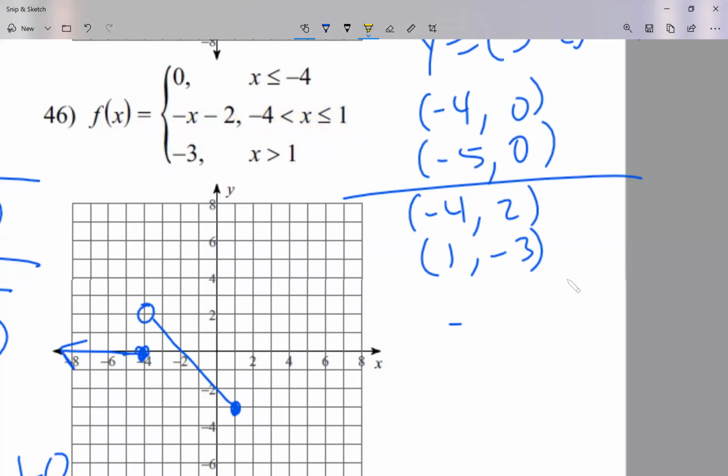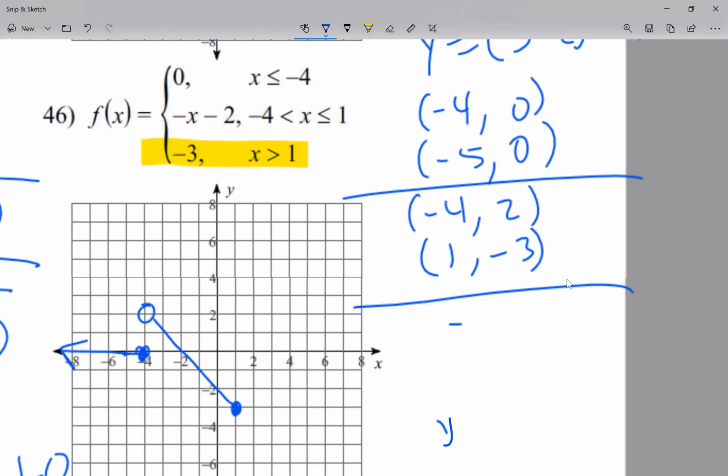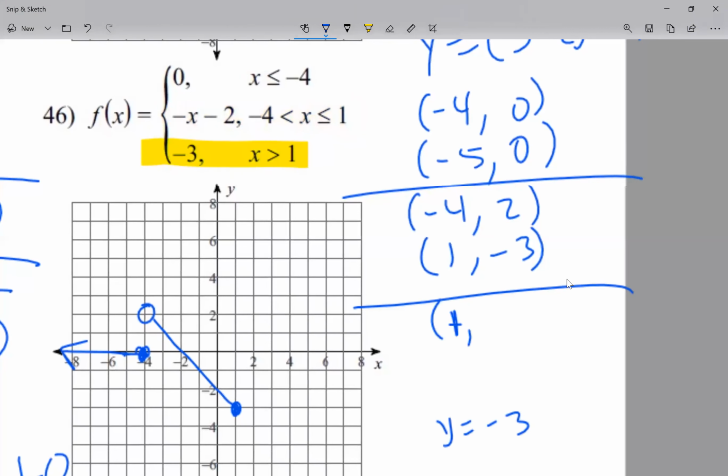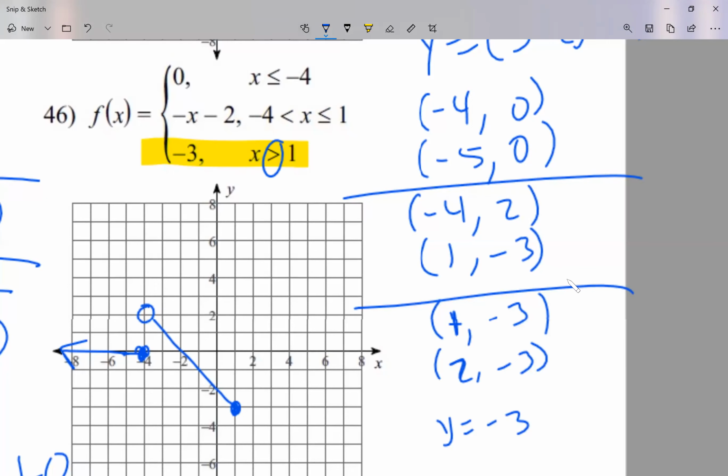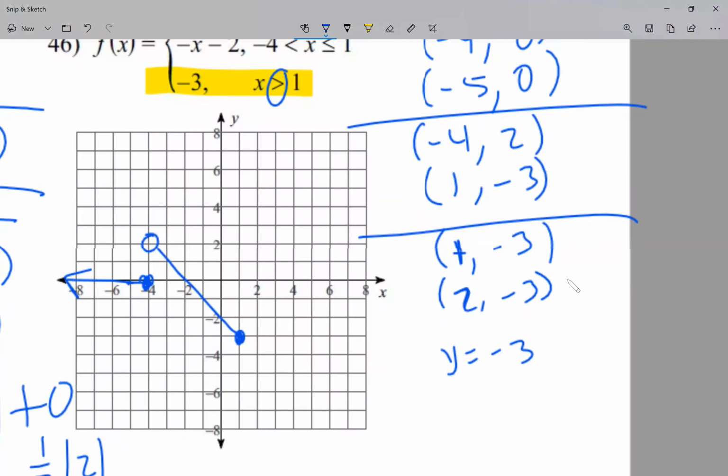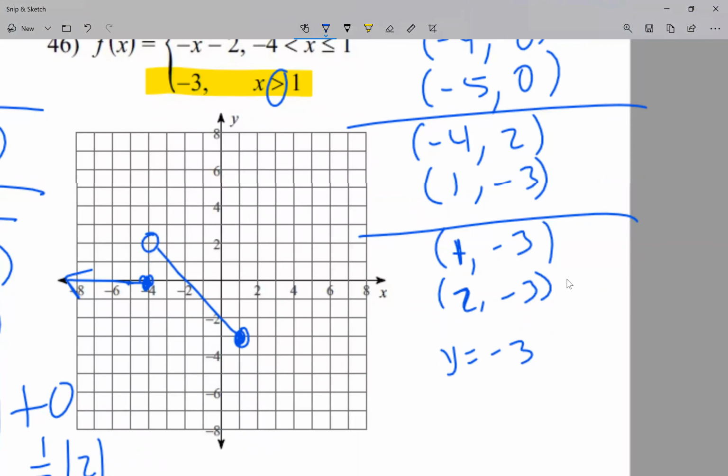My last equation, I'm looking at this as Y equals -3, horizontal line. So the values of X I can choose, let me choose X equals 1 or more. The Y value is -3. My first point is an open circle based on the inequality, 1, -3. So 1, -3. It's an open circle. And then 2, -3. So it's going to look like that.